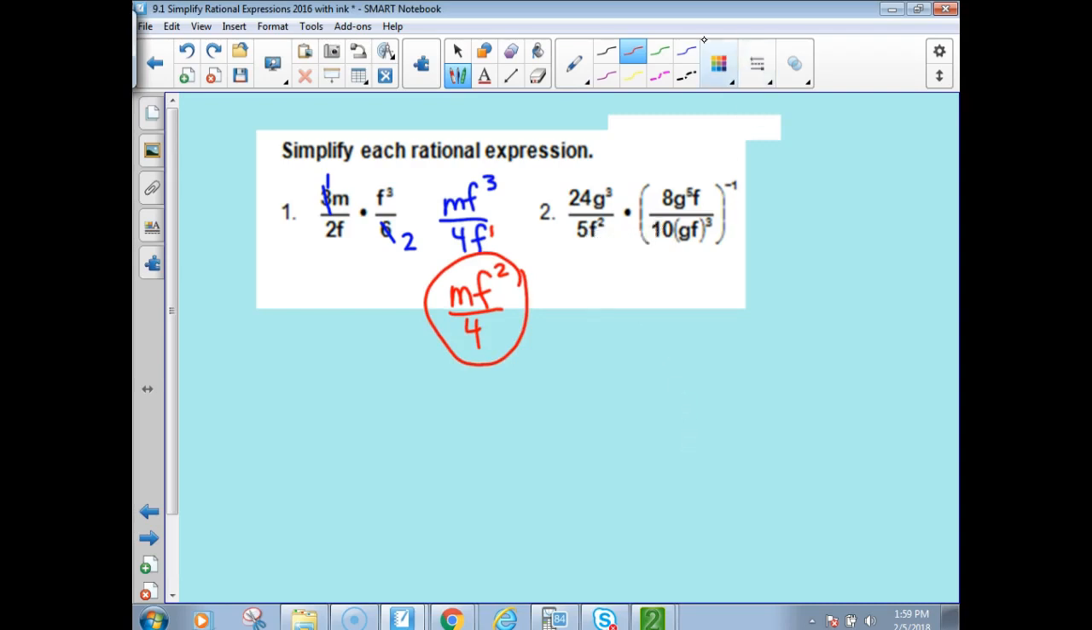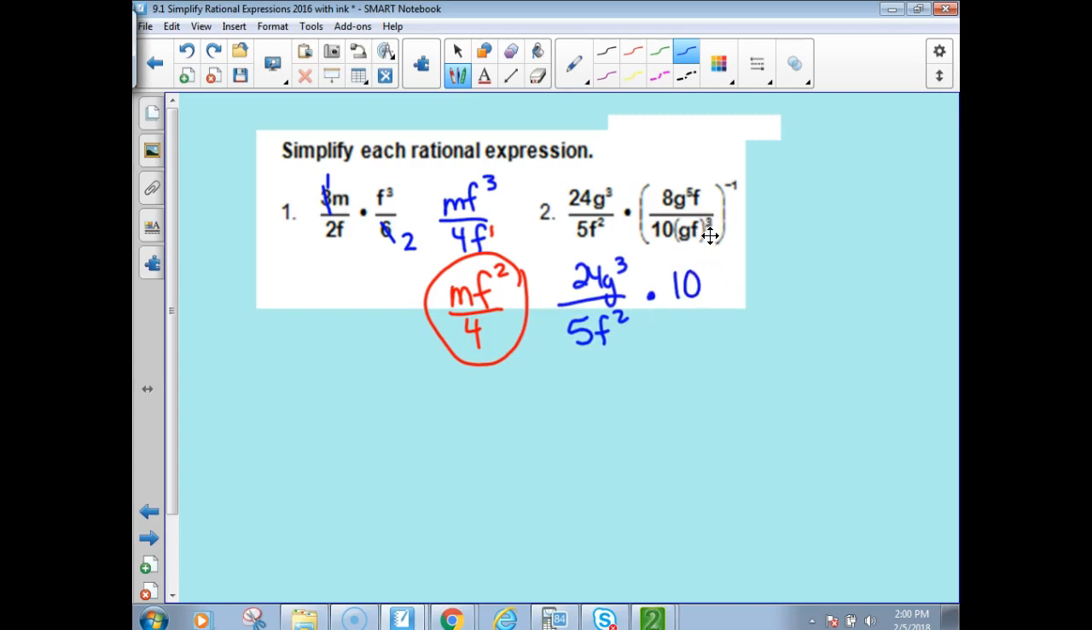Number 2, if we look at this -1 exponent out here, I'd like to get rid of that. I'd like to change this so that I don't have to deal with that. What would we need to do? Flip this over. That would take care of that and make it a positive one. So let's do that right off the bat. So we got 24g to the third over 5f to the second times 10.